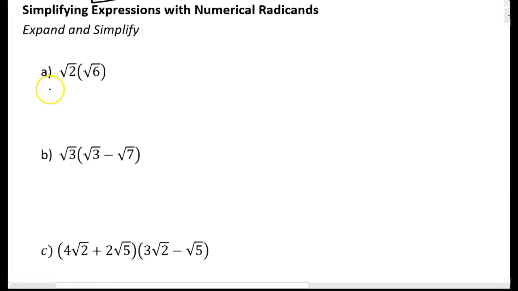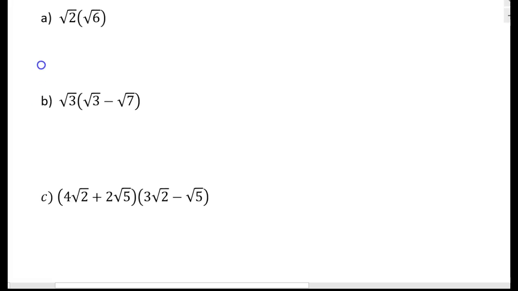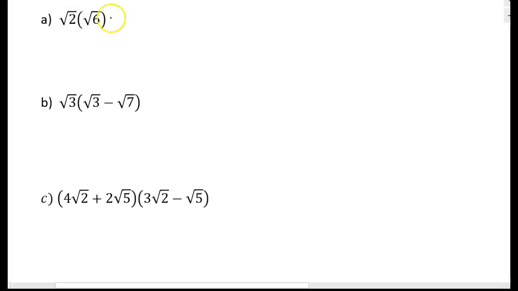So expand and simplify for each of the following. We've got root 2 multiplied by root 6, so that's root 12. But 4 goes into 12, so that's going to be 2 root 3. So again, thinking about it as root 4 times root 3, and then simplifying this part.